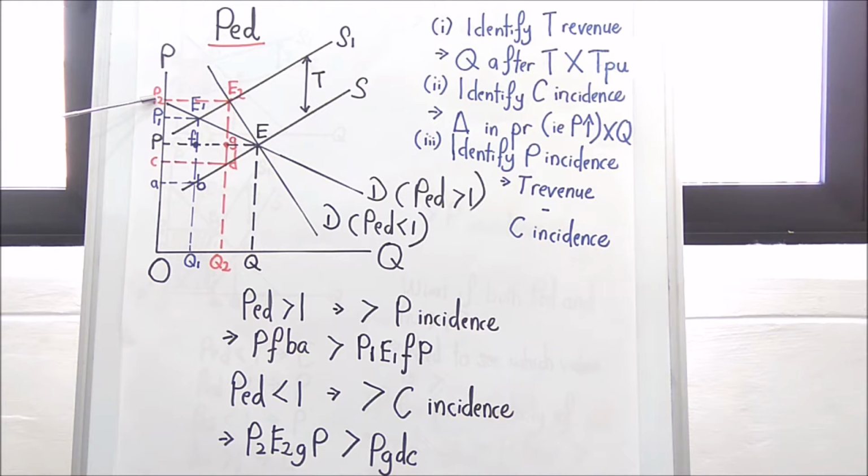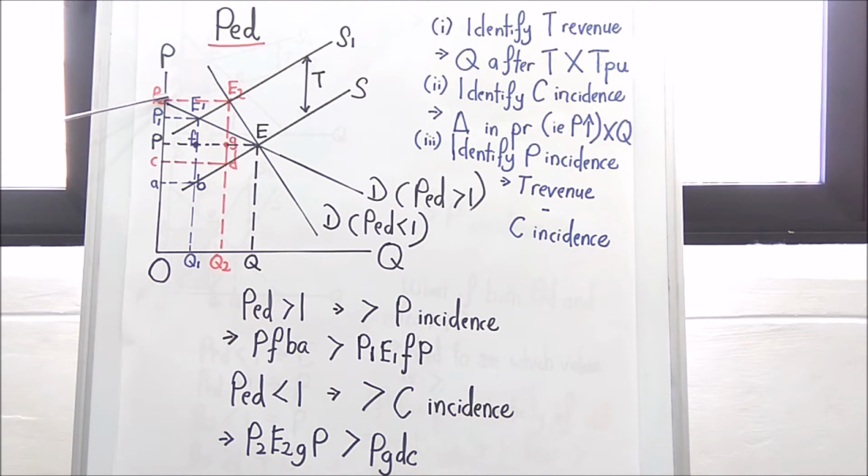So, the consumers are affected by price changes, right? So, consumers' incidence will be the change in price, which is from P to P2, times the quantity, which is from 0 to Q2. So the consumer's incidence will be P2, E2, G, and P if the PED is less than 1. Right? And the producer incidence will be P, G, D, and C, which is smaller. So if PED is less than 1, right, consumers will bear the greater incidence.